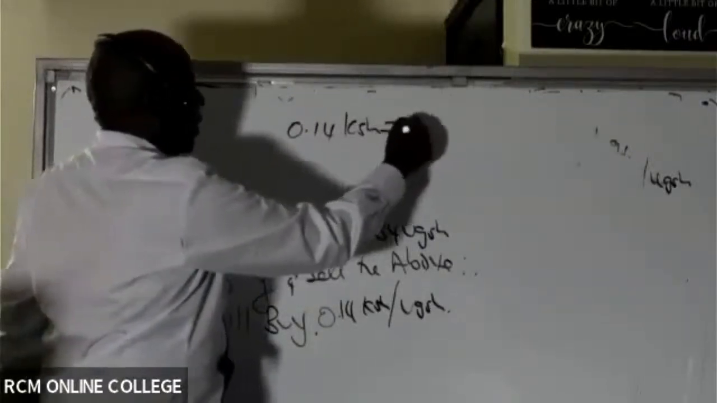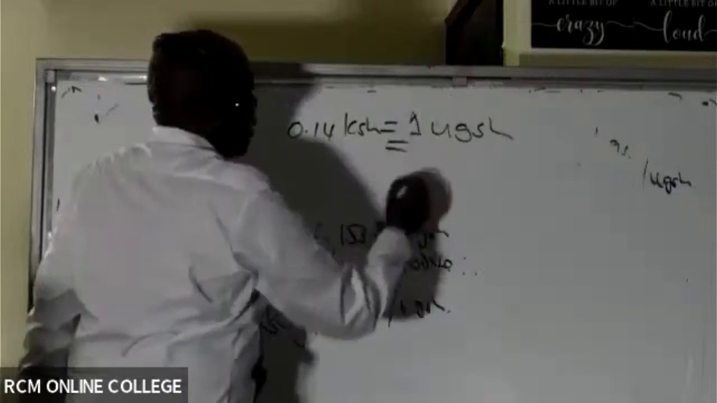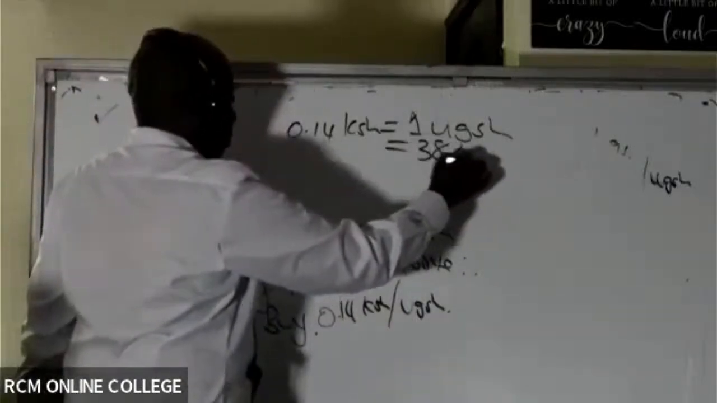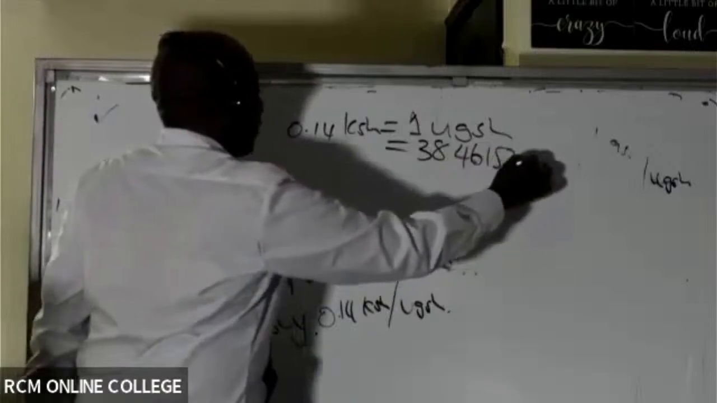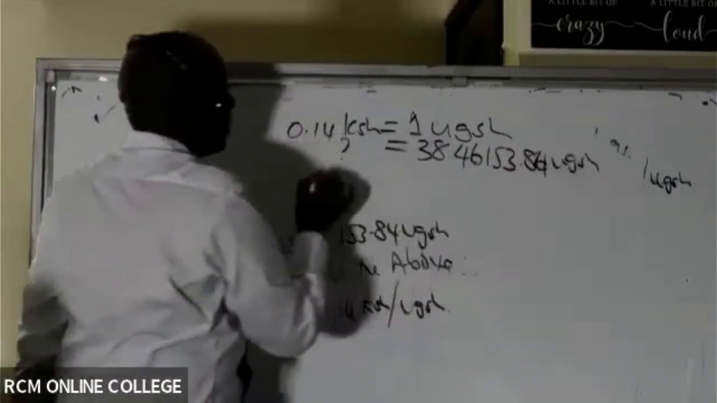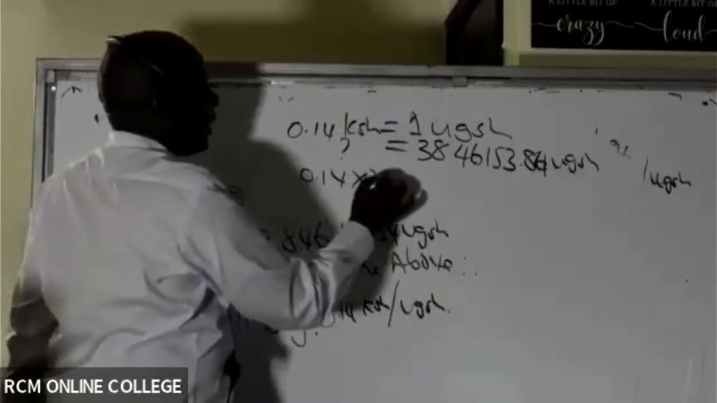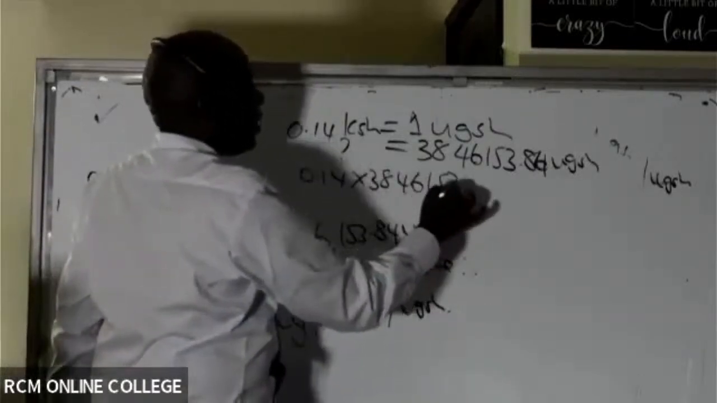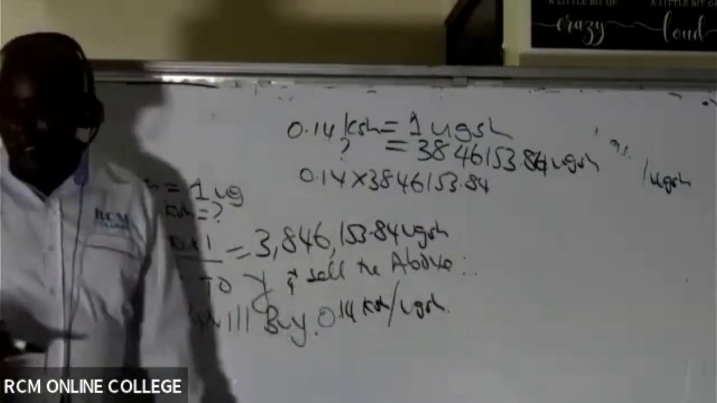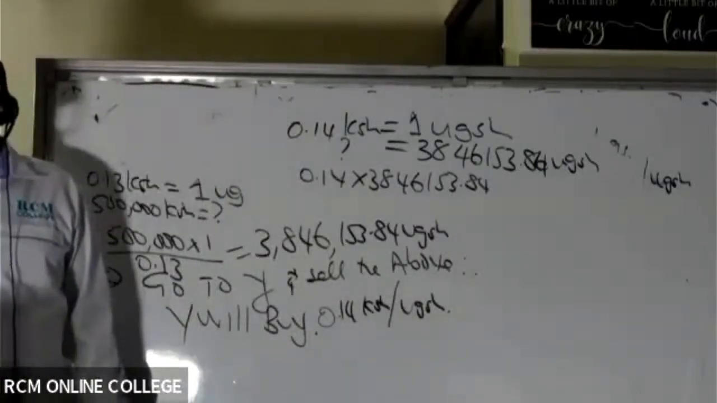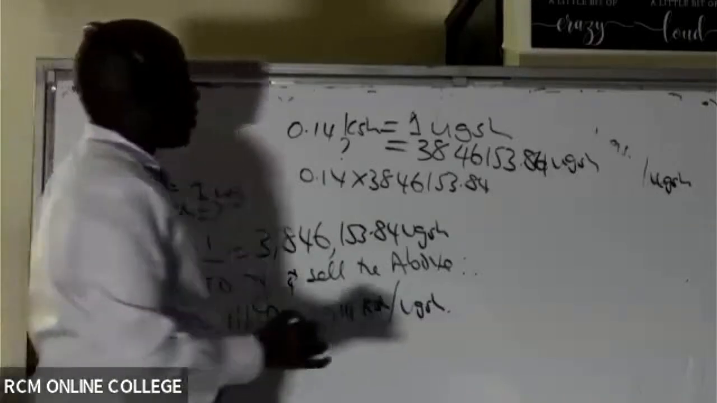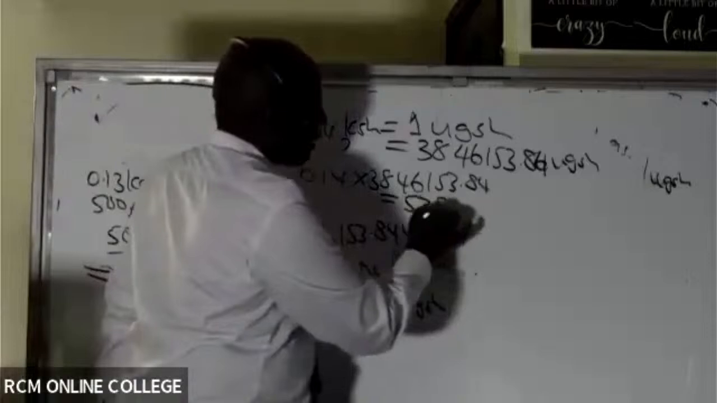0.14 Kenya shillings equals 1 Uganda shilling. How about this much currency that you have here? 3,846,153.84 Uganda shillings. So it will be 0.14 times 3,846,153.84, which will give me how much, ladies and gentlemen? 538,461. So this gives me 538,461.